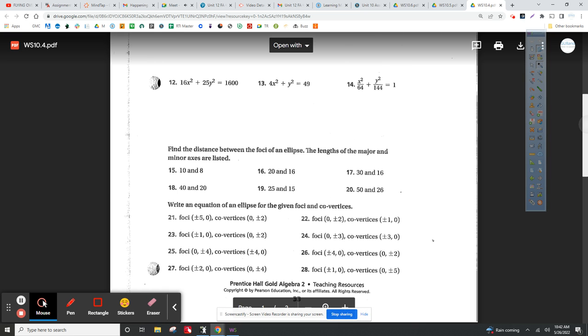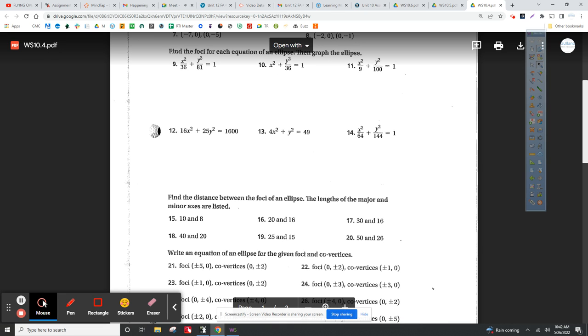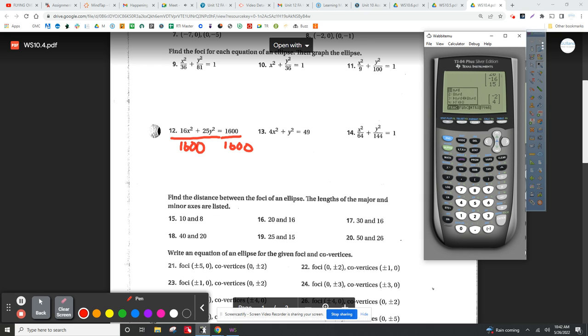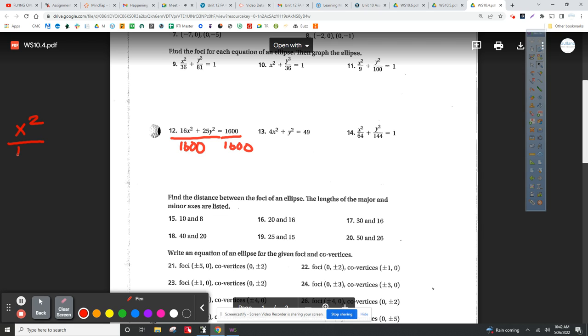So if you notice, in number 12, they don't equal 1, right? So watch what we're going to do. Divide each side by 1600. Now in your calculator, I want you to hit alpha, y equals, and then enter, okay? Now let's just get 16 over 1600. If you do it like this, guess what it'll do? It'll simplify the fraction for you. Nice. So this is x squared over 100 plus, now we've got to do 25 over 1600.